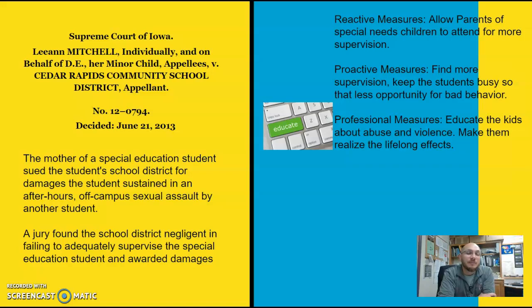The kid pled guilty. Part of the issue was he was 19 and she was like 14 or 15 or something like that. But the jury found the school district negligent in failing to adequately supervise a special education student and awarded damages. Reactive measures: allow parents of special needs children to attend for more supervision. So if the school is understaffed, maybe let them know or that they can be there. I don't know. I have a hard time with this particular case. Proactive measures: find more supervision, keep the students busy so there's less opportunity for bad behavior. And then professional measures: educate the kids about abuse and violence and make them realize the lifelong effects.